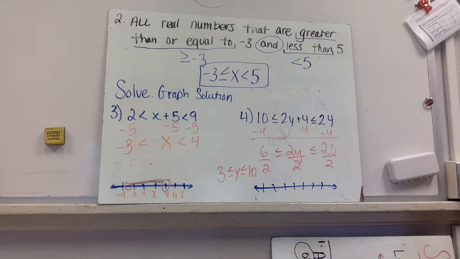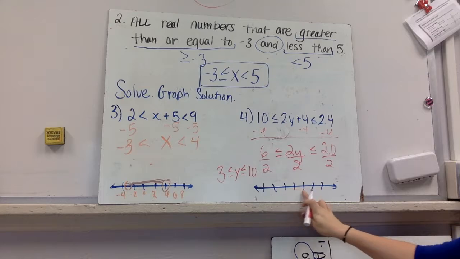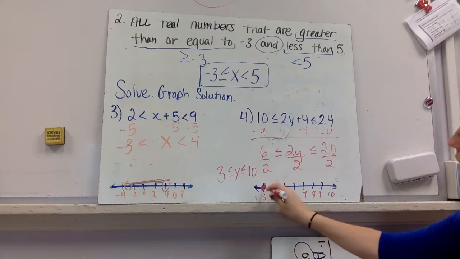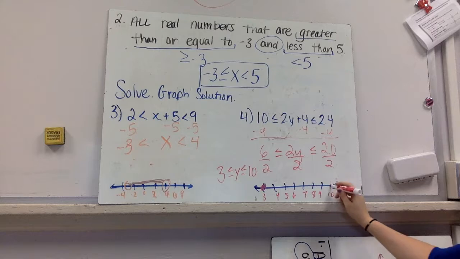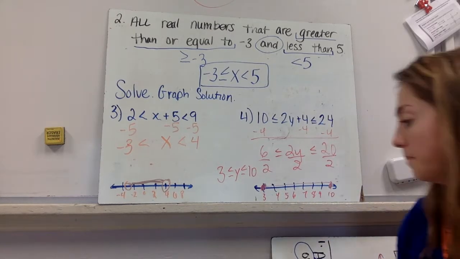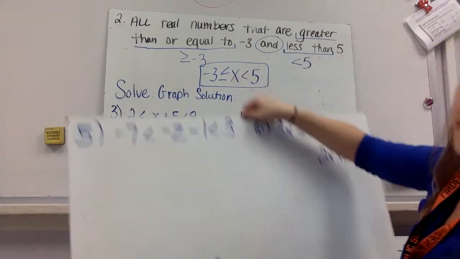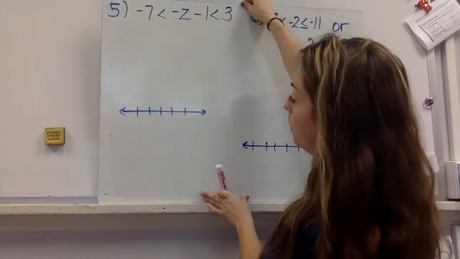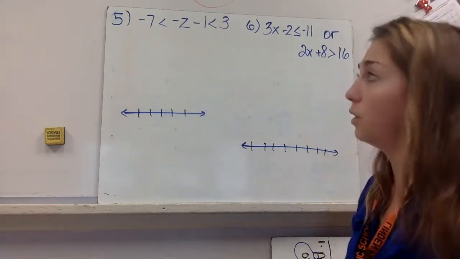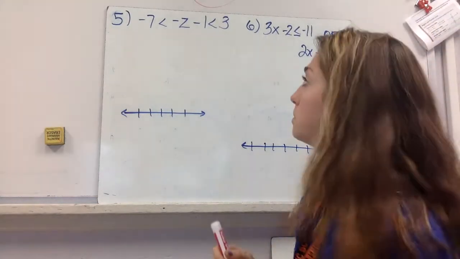So I'm going from 3 to 10, 3, 4, 5, 6, 7, 8, 9, 10. It works. I have a closed circle at 3, all the values that are greater than 3 and less than 10. So from 3 to 10. Awesome. All right. Number 5 and 6, as I told you, we will have 2 more. One of them being an and, that last one being an or. The or, you just got to do both parts, right?